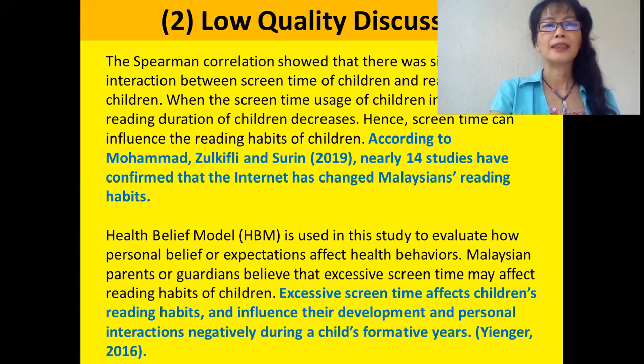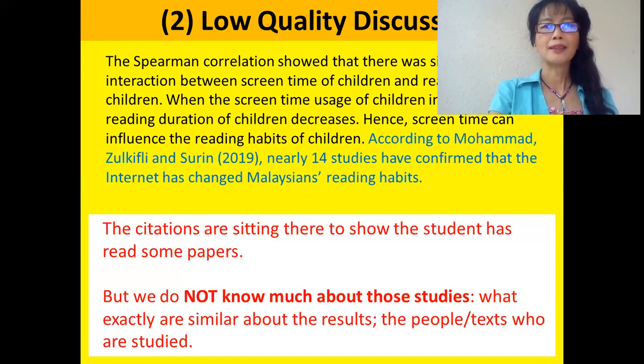Second sample, this is a low quality discussion. You can see that there are citations. I have highlighted it in blue. But the citations are just sitting there to show that the researcher has read some papers. But when we read the 3 paragraphs, we have no idea what those studies are really about or what those findings are really about. We don't know the exact points of similarity or differences. So this is, to me, a pretense of a discussion and poor quality.